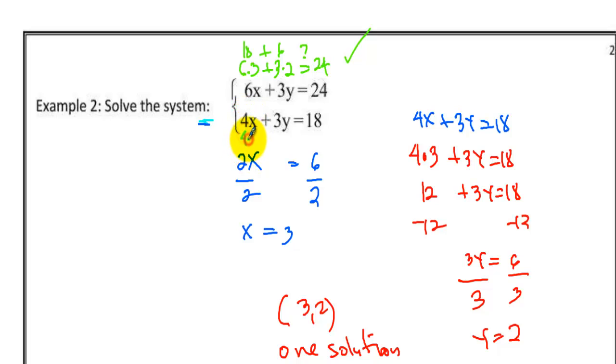4 times x, which is 3. 3 times y, which is 2. Is this equal to 18? So 4 times 3 is 12 plus 6. 12 plus 6 is actually equal to 18. So after verifying, we can confidently say that our answer is correct.